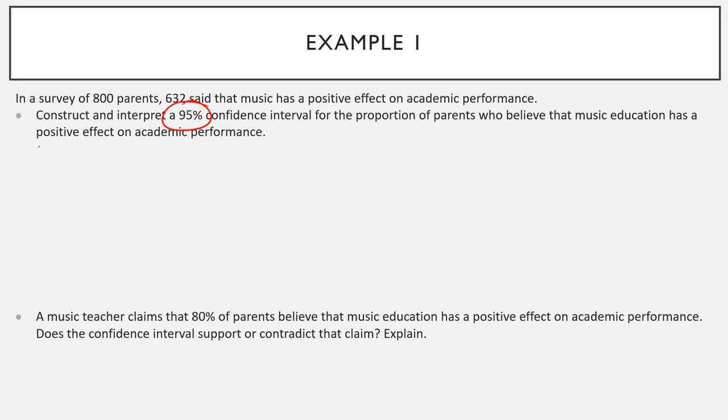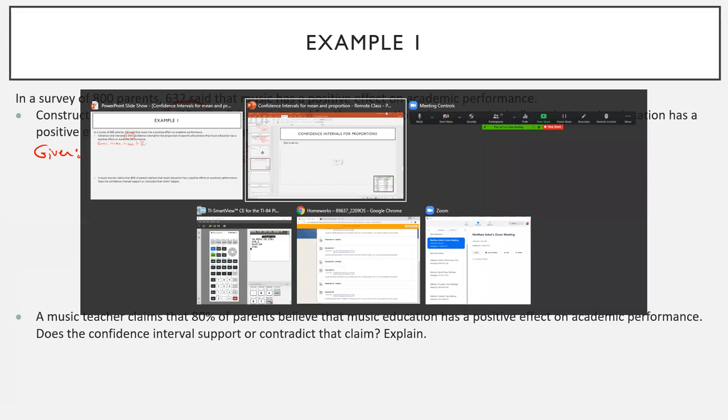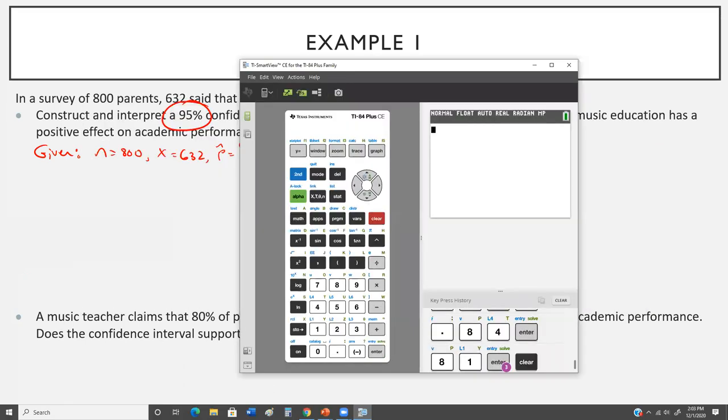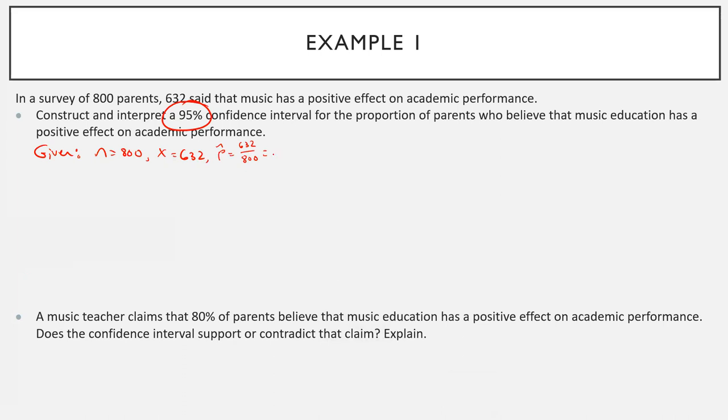All right, so let's just see what we're given, okay? We're given that the sample size is 800 and that 632 of those people said, yeah, for sure it has a positive impact. So that means p hat is 632 over 800. So let's grab our trusty calculator real quick and figure out what p hat is. 632 divided by 800, and it's 0.79, okay? So 79% of parents in this sample said, yeah, absolutely has a positive impact. So that's just our sample proportion.